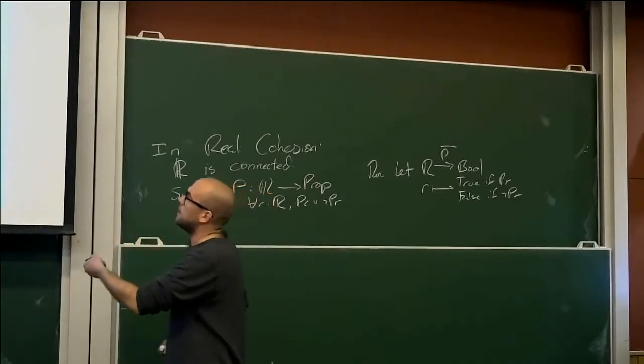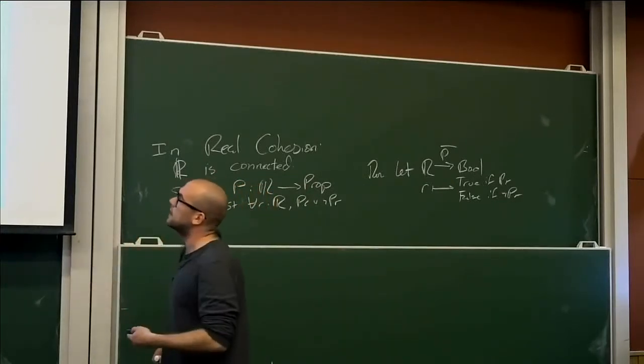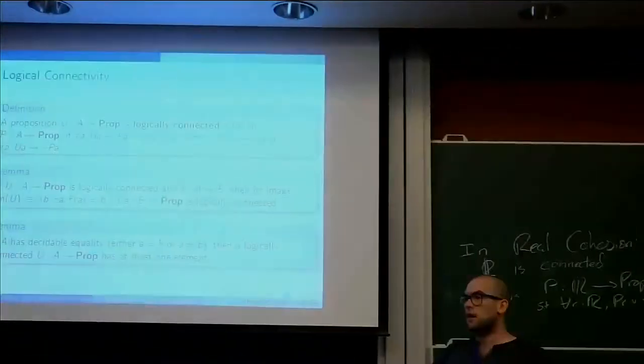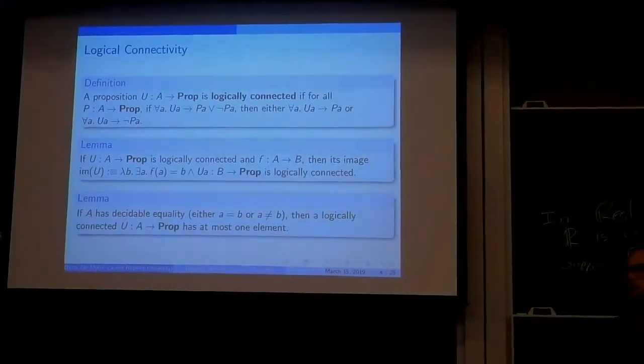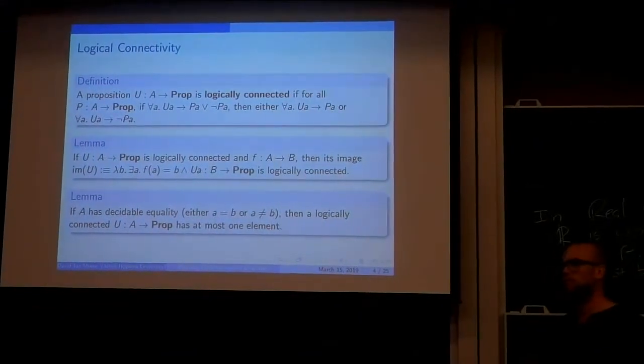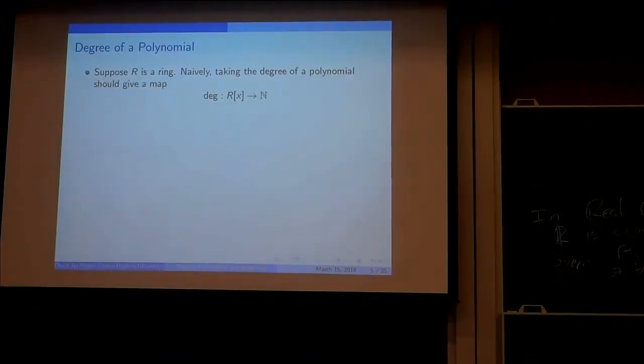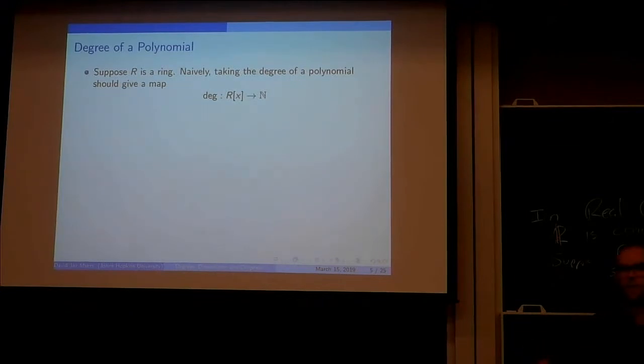A type is connected if the constant true proposition, which represents the whole type, is logically connected as a proposition in this way. So what that amounts to is that if you have a type that's connected, any decidable predicate upon it is either uniformly true or uniformly false. So we give a map here into bool. Sorry, yes.